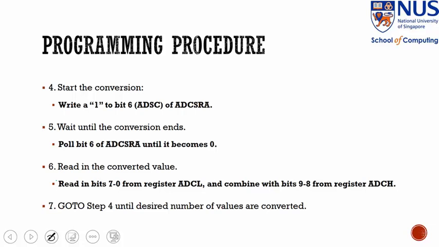Once those are configured, we can start the conversion. To do that, we need to write a 1 to bit 6 in the ADCSRA register. And once we write a 1 to this ADSC bit, basically we are starting the conversion. ADSC is AD start conversion.